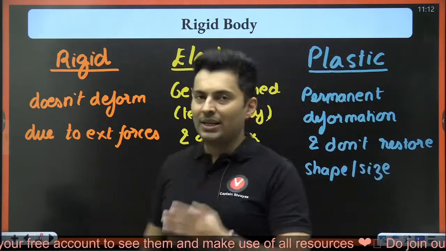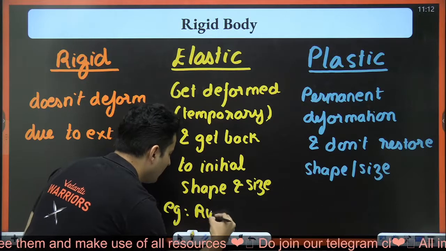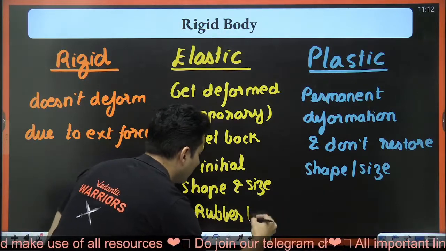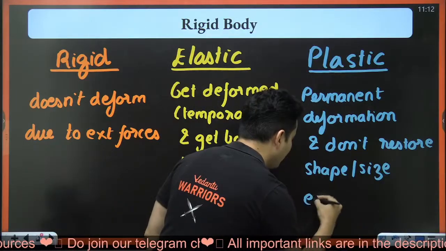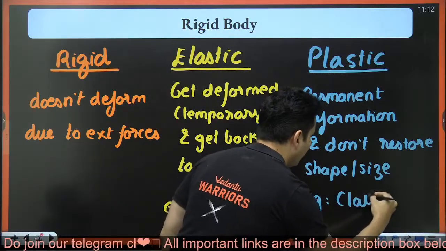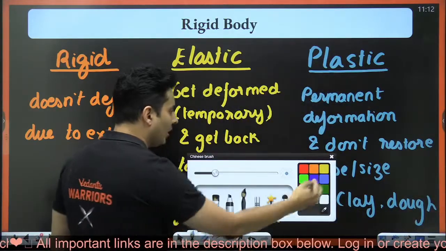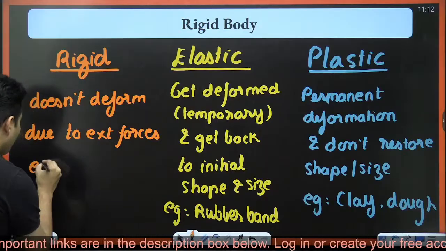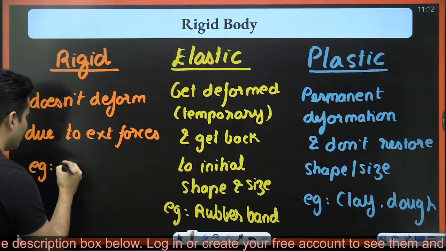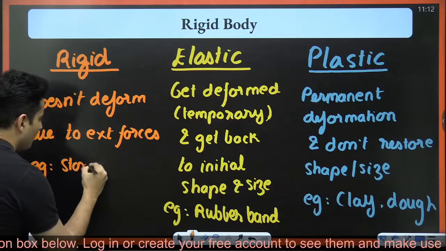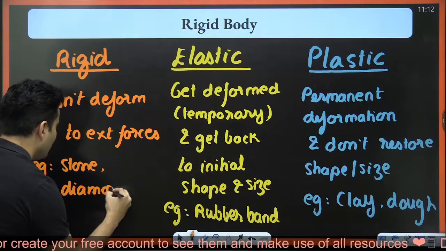Yeah, so for elastic body, I can put examples over here. Example of a rubber band. That will be a very good example. If you talk about plastic body, the example will be of clay or dough. Then if you talk about the example of rigid body, actually speaking, no such body is rigid in nature, but you can approximately say that a stone is very rigid, or let's say diamond. Diamond is very rigid.